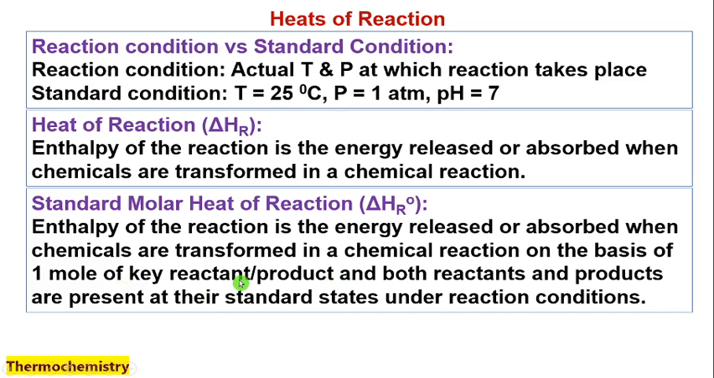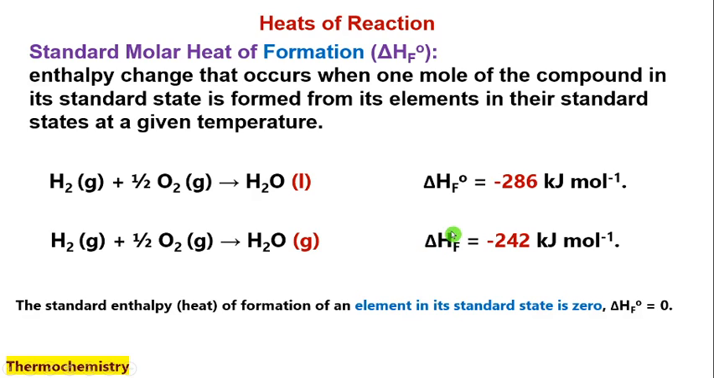Key reactant, in the sense we will consider one important reactant or product, will be considered as 1 mole, for which the entire energy released we will write as kilojoule per mole of that particular chemical. And this reactant or product should be present at its standard state under the reacting conditions. So that should be the major requirement.